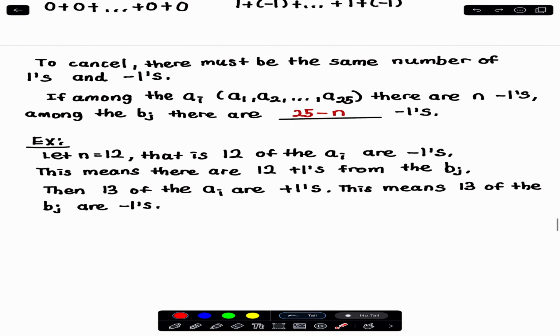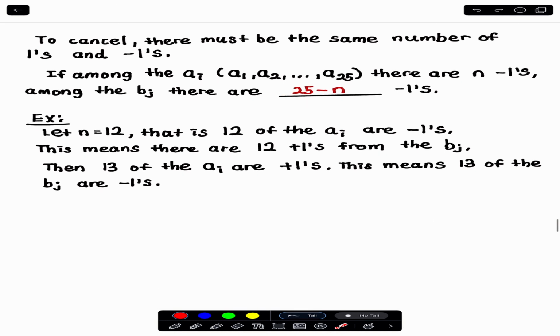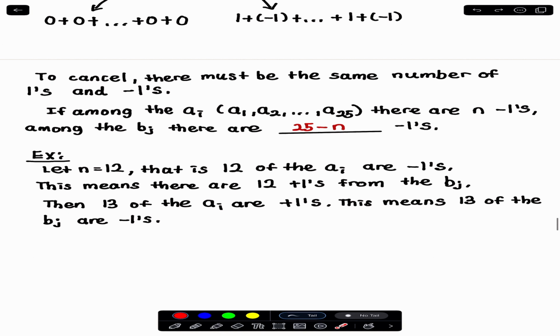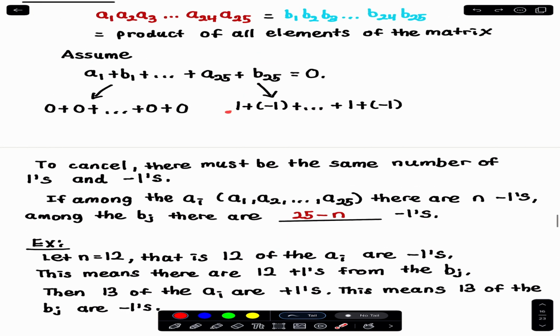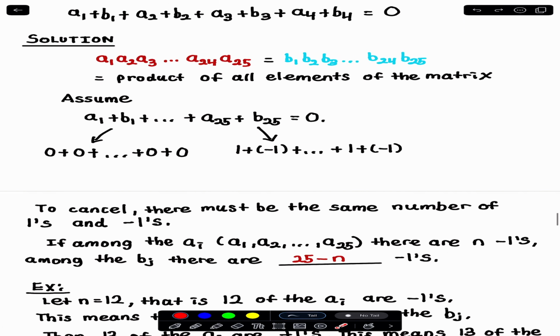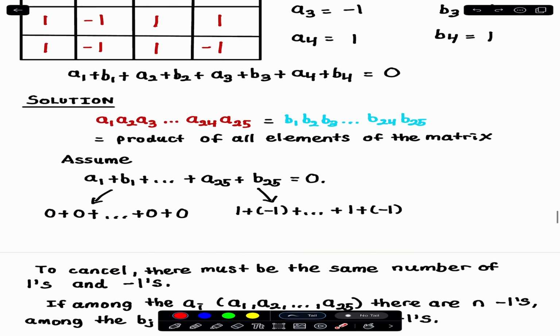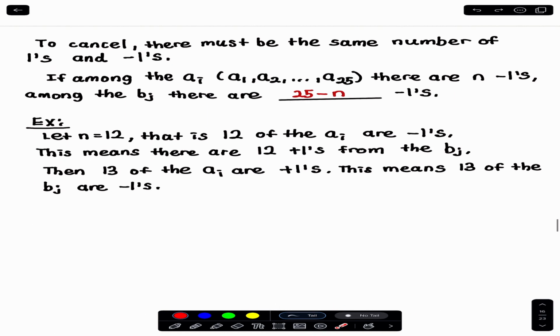And I encourage you to actually try a different value of n. Let's say you can do n equals 20 or n equals 7. Basically, you'll see that this statement always holds because of this very important fact. And I keep underlining this because it's very, very important. That's the crux of this problem. It's the main thing that's holding this solution together.